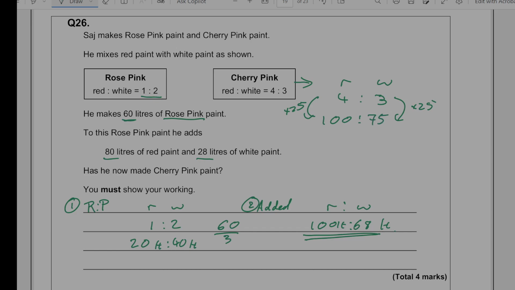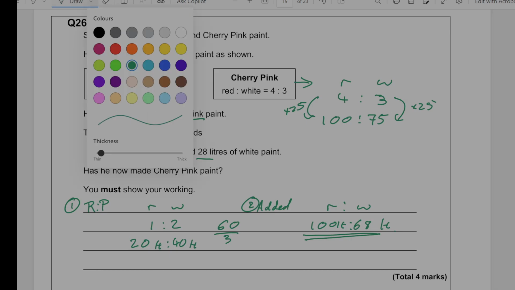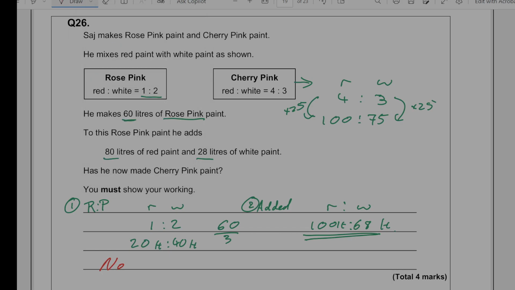So has he made it? No, he hasn't. So I'm going to finish it with my statement. You can make the comparison how you want, but I'm going to say no. He would not have enough white paint.